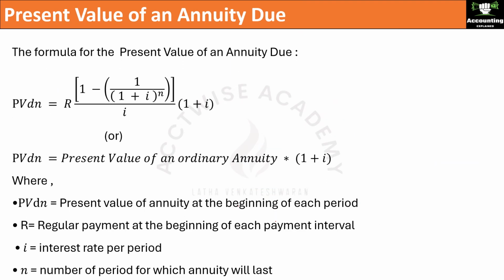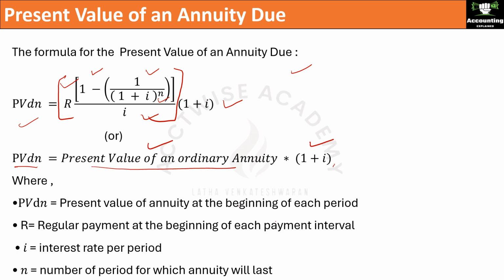The formula for present value of annuity due is PVD_N is equal to R into 1 minus 1 by (1 plus I) the whole power n, divided by I, the whole thing multiplied by (1 plus I). So in simple words, this is the present value of an ordinary annuity into (1 plus I). That's all. If you know the present value of an ordinary annuity, multiply it with (1 plus I), and you will get the present value of an annuity due.